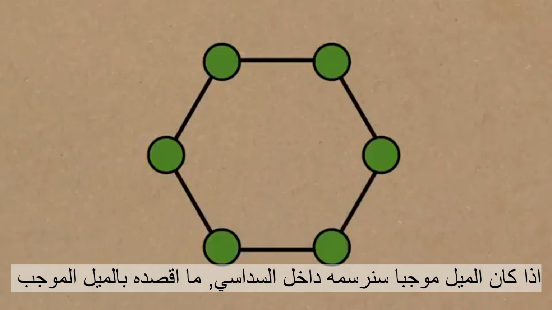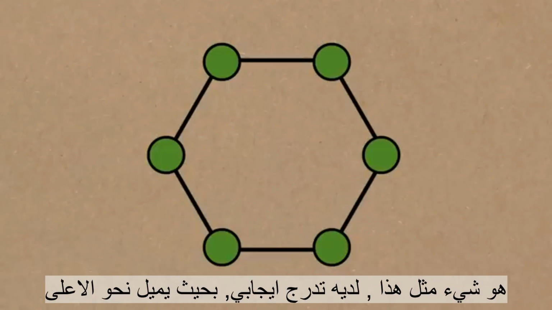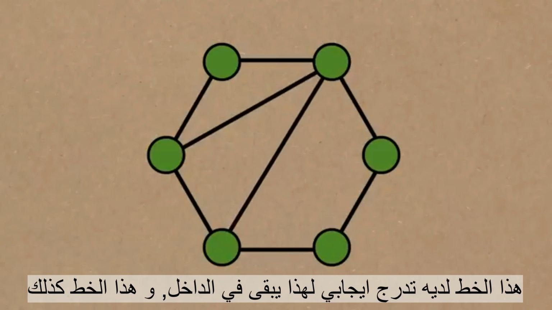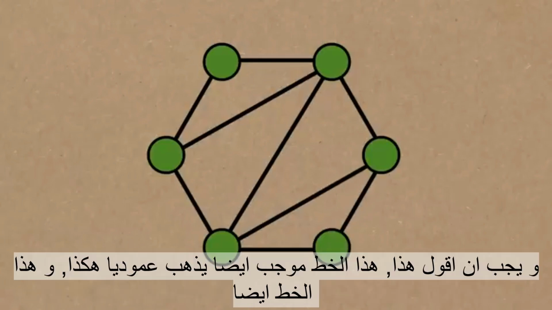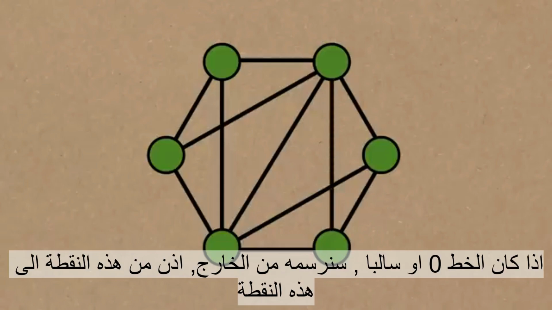This is the rule. If the slope is positive, it goes on the inside of the polygon. So positive slope, I mean something like this, that has a positive gradient, because it's sloping upwards. This line has a positive gradient, so it stays on the inside. And this line has a positive gradient, it stays on the inside. Oh, and I should say, this line is also positive, going vertically up, and this line going vertically up is also positive as well. If your line is 0 or negative, it goes on the outside.